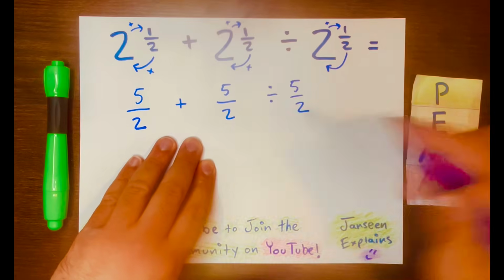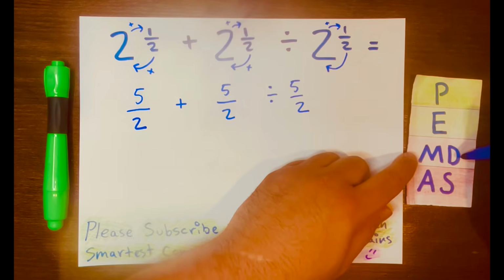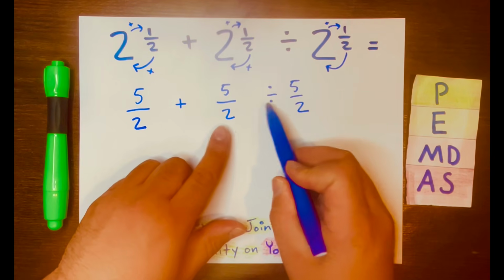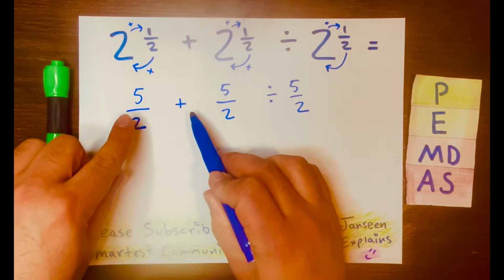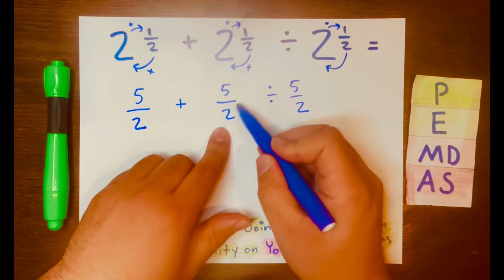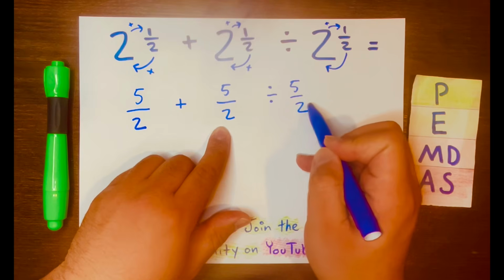Next thing, looking at PEMDAS, we divide, not subtract. So we're going to divide first. We don't add. We divide according to PEMDAS. So we're looking at 5 over 2 divided by 5 over 2.